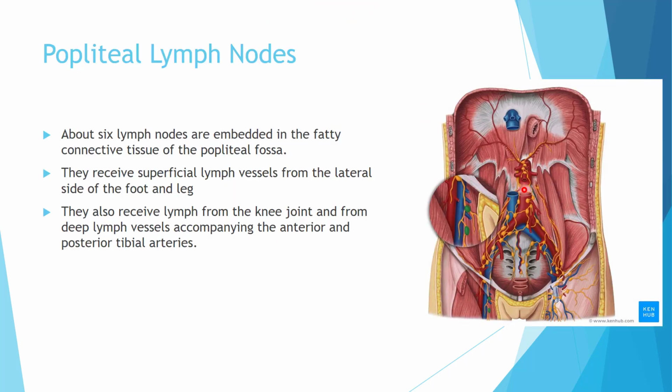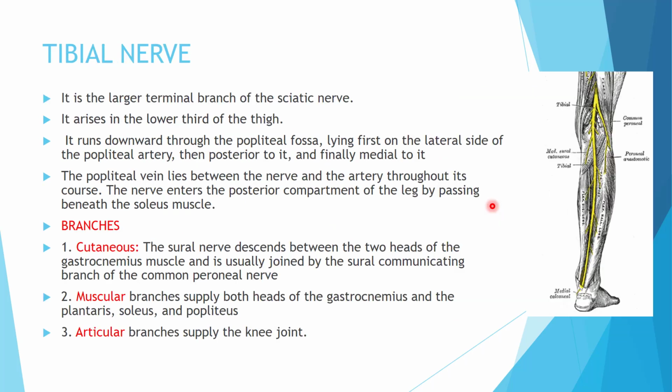Now the popliteal lymph nodes. See here, about 6 lymph nodes are embedded in the fatty connective tissue of the popliteal fossa. They receive the superficial lymph vessels from the lateral side of the foot and the leg. They also receive lymph from the knee joint, and from the deep lymph vessels which accompany the anterior and posterior tibial arteries. So remember all this lymphatic drainage.